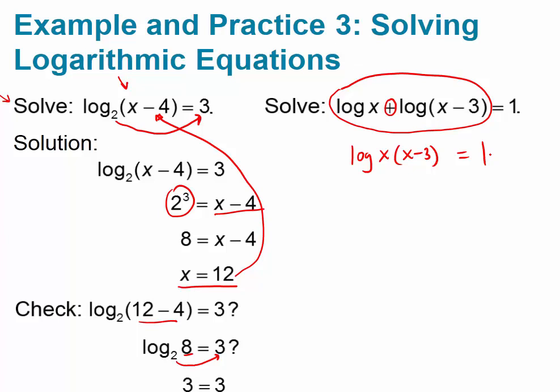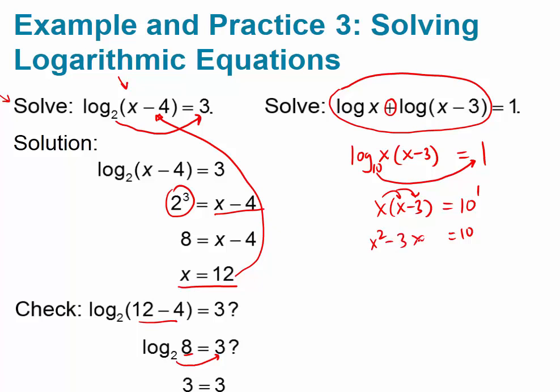One difference here is notice there's no base written on this logarithm. That's because it's the common log. So it's understood that with the common log, our base here is 10. So I'm bringing this 10 over to the other side, and I'll have x times x minus 3 is equal to 10 to the first power. Well, 10 to the first power is just 10. So let's see, I'll distribute my x here, and I'll get x squared minus 3x is equal to 10.